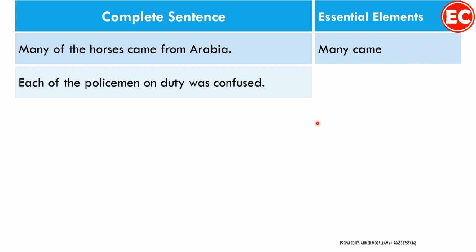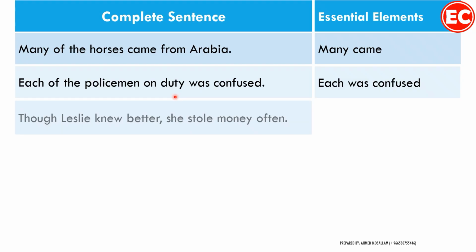Here, each of the policemen on duty was confused. Where is the essential element here? Okay, so each and was confused. Each and was confused. So of the policemen is a prepositional phrase. On duty is a prepositional phrase. So they are not subjects.